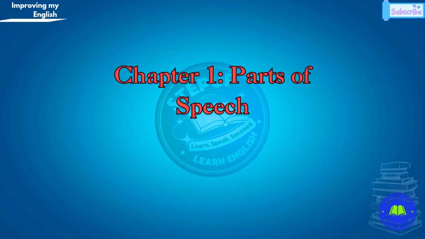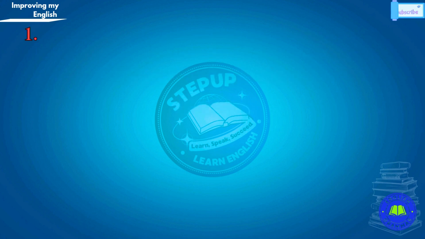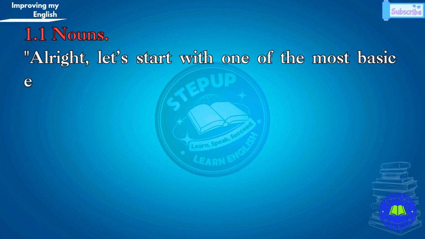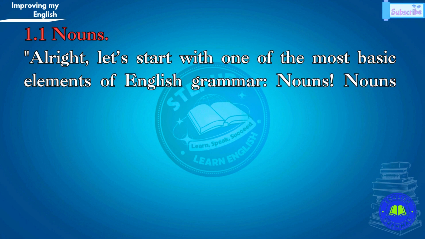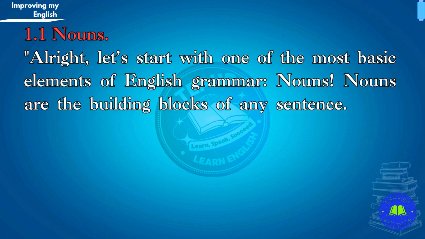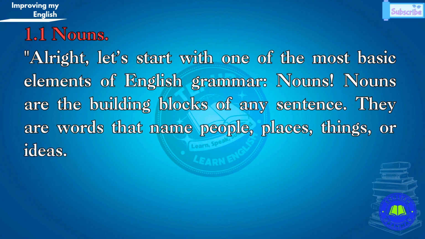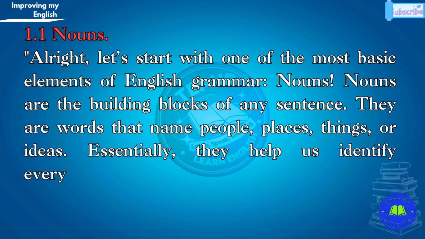Chapter 1. Parts of Speech. 1.1. Nouns. All right, let's start with one of the most basic elements of English grammar. Nouns. Nouns are the building blocks of any sentence. They are words that name people, places, things, or ideas. Essentially, they help us identify everything around us.